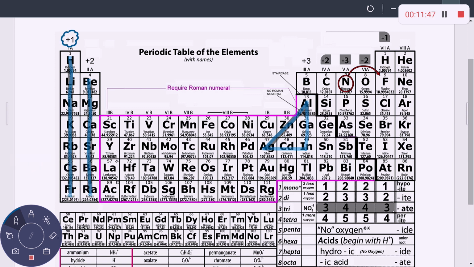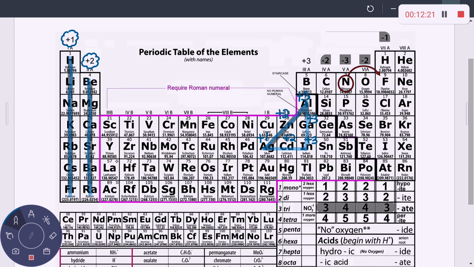Everything that I just marked has an assigned charge. Everything in this first column, group 1, also known as 1A, has a +1 charge. Everything in this second group has a +2 charge. Aluminum has a +3, zinc is a +2, silver is a +1. So it goes 3, 2, 1. Gallium and indium also have +3 charges. And cadmium has a +2. None of the other metals have assigned charges.